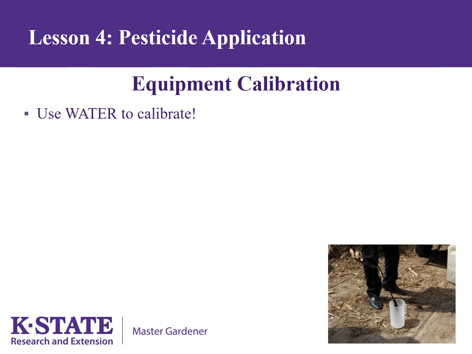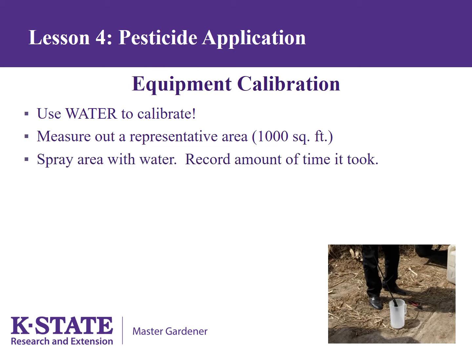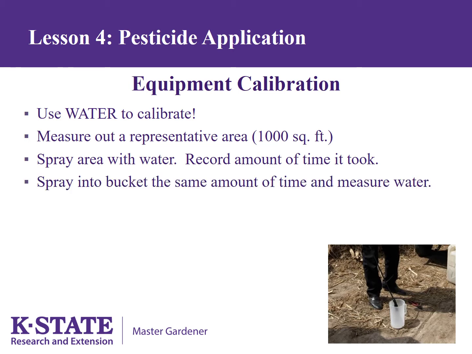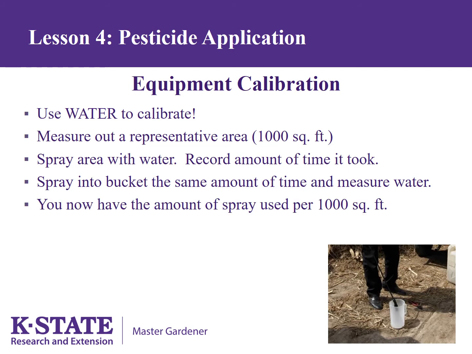If you need to calibrate your equipment, then use water. Measure out a representative area on a driveway or other impervious surface of 1,000 square feet. Then spray the area uniformly with water and record the amount of time it took. Next, spray into a bucket for the same amount of time and measure the water to find out the amount of spray needed for 1,000 square feet. Place the recommended amount of pesticide per 1,000 square feet into the application device.